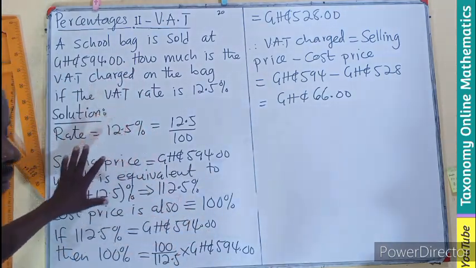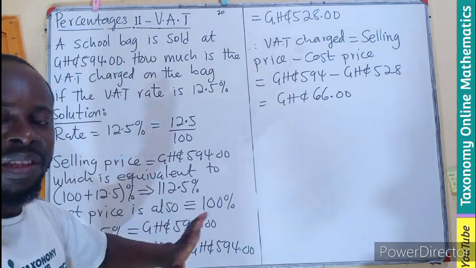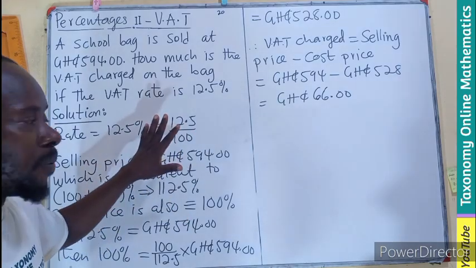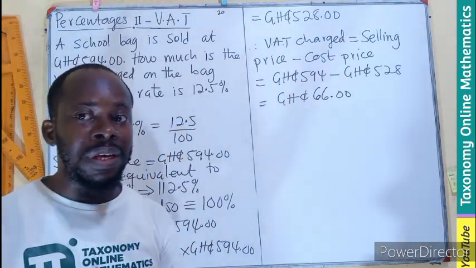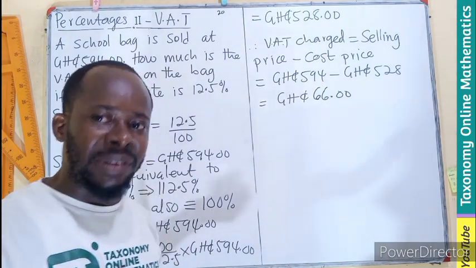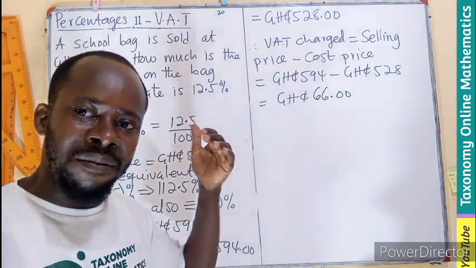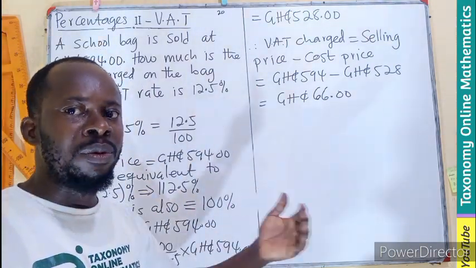This is just applying the concept of percentage to the question. VAT calculation, finding a VAT charge when the basic cost is not given in the question, but the percentage has been given and the VAT inclusive has also been provided.